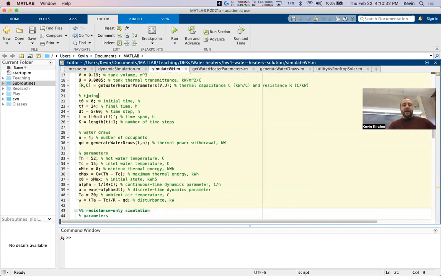So I define the time span. Here I'm saying let's define the start time as 0, so that'll be like midnight. And then the final time is a day. So if you wanted to simulate for 5 days rather than 1 day, you could put a 5 up here.